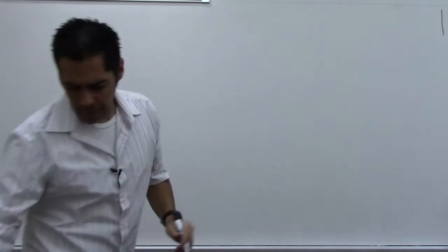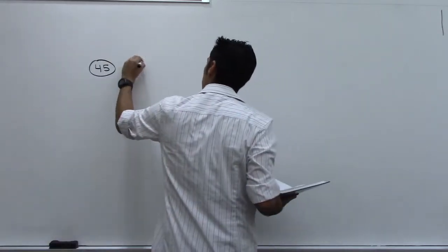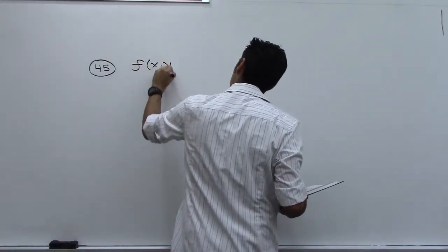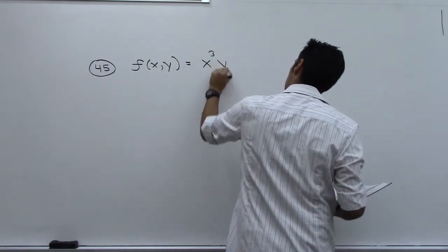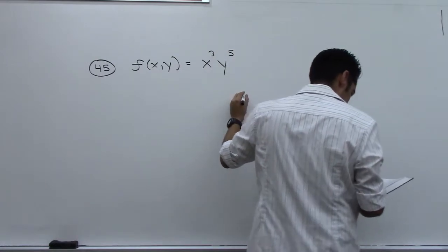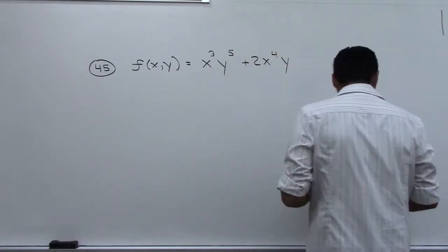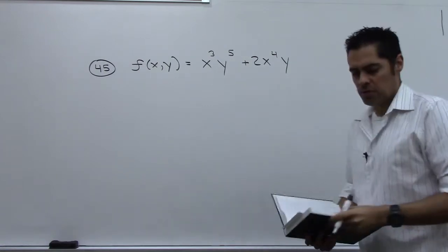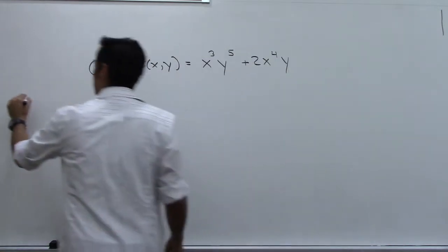So we have the function of two variables, f of x, y, equals x cubed y to the fifth plus 2x to the fourth y. We're asked to find all the second partial derivatives. So that means we want to find these four things.